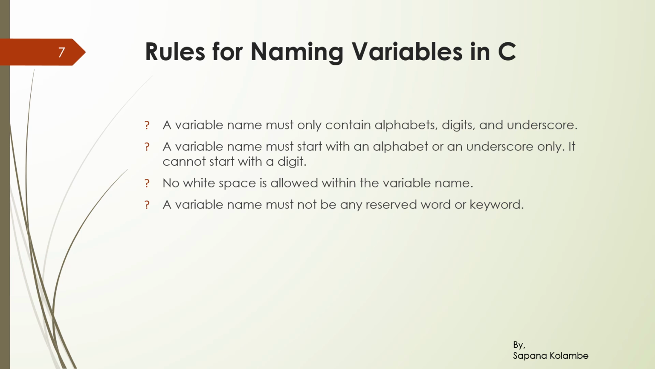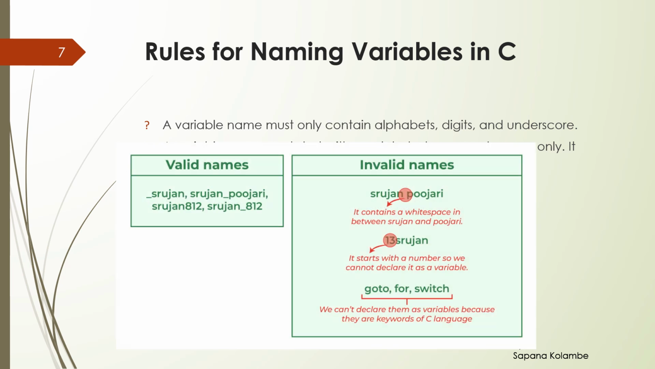In the last video, we learned about the keywords, which are the 32 different keywords in the C language. Those keywords you cannot use as a variable name. Apart from that, you can use any variable name for the particular variable. These are some valid and invalid names of the variable.